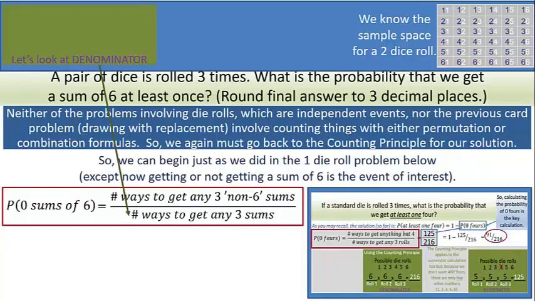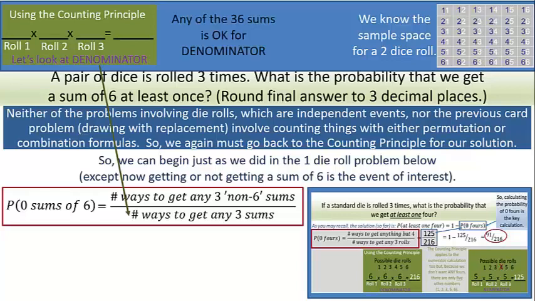Once we get this, all we have to do is figure out the value that goes in the numerator and denominator, and I think maybe it's easier to start with the denominator. So let's look at the denominator first. Using the counting principle, remember I said we'd have to go back to the counting principle for these problems where the events are independent. We're going to do 3 rolls of a pair of dice. On the first roll in the denominator, we don't care what the sum is.